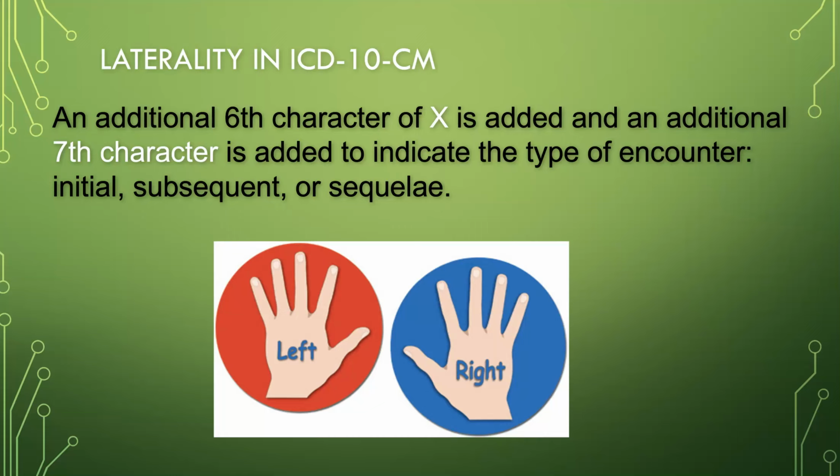Now, if we have a 5-digit code, that seventh character must be in the 7th position. So the convention in ICD-10-CM is to add a placeholder of X. So if we had a code 1, 2, 3, 4, 5, let's say for an example, and we had to add a 7th character for the initial episode of care, we would have to add an X for the 6th character so that our episode of care character is in the 7th position.